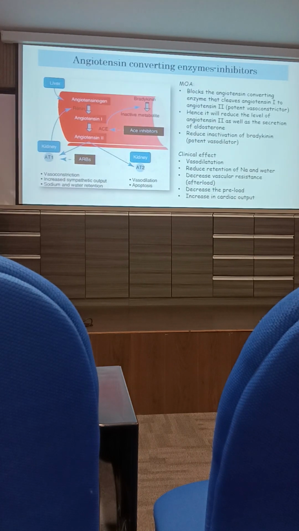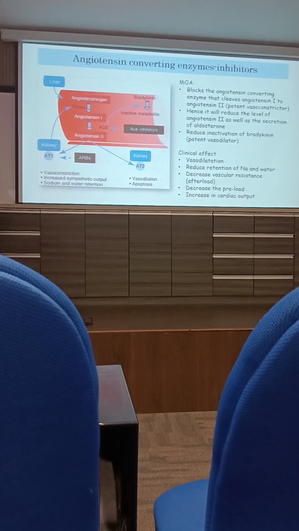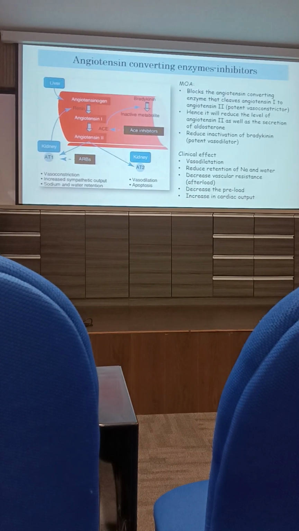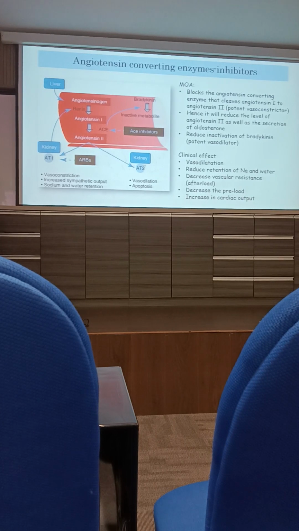So let's look at ACE inhibitors. You have known about this, you learned about this in your antihypertensive agents. When there's a reduction in the cardiac output, the liver will release angiotensinogen, and the kidney will release renin, which converts the angiotensinogen to angiotensin 1. Then you have angiotensin converting enzyme that converts angiotensin 1 to angiotensin 2, and the angiotensin 2 will act on the angiotensin receptors. So you have angiotensin receptors 1 and angiotensin receptors 2.